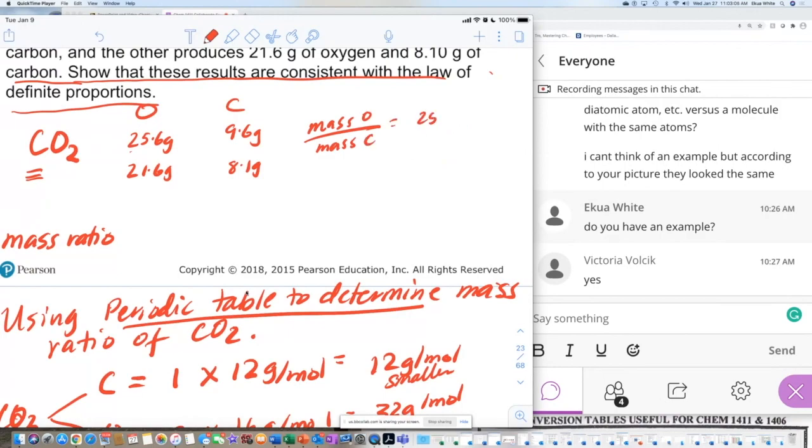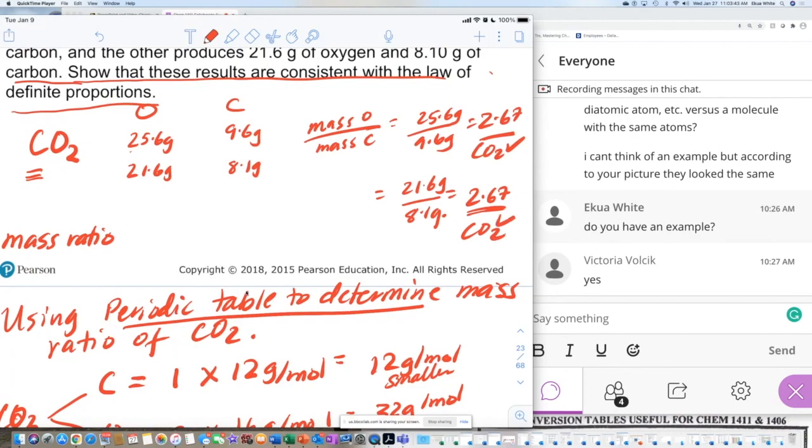Top one, 25.6 grams divided by 9.6 grams. Bottom one, 21.6 grams divided by 8.1 grams. Let's see what we get. That's the last thing I'll work on and I'll let you guys go. 25.6 divided by 9.6, 2.67. Look at that. 2.67. This is definitely CO2. Bottom one, 21.6 divided by 8.1, 2.67. Therefore, CO2.